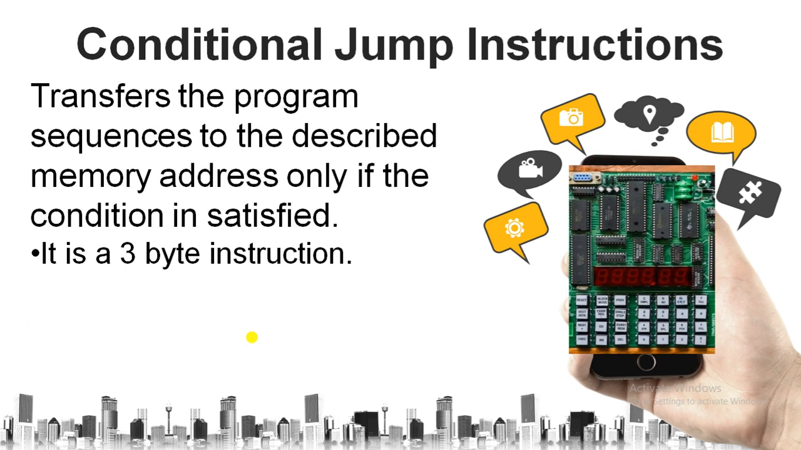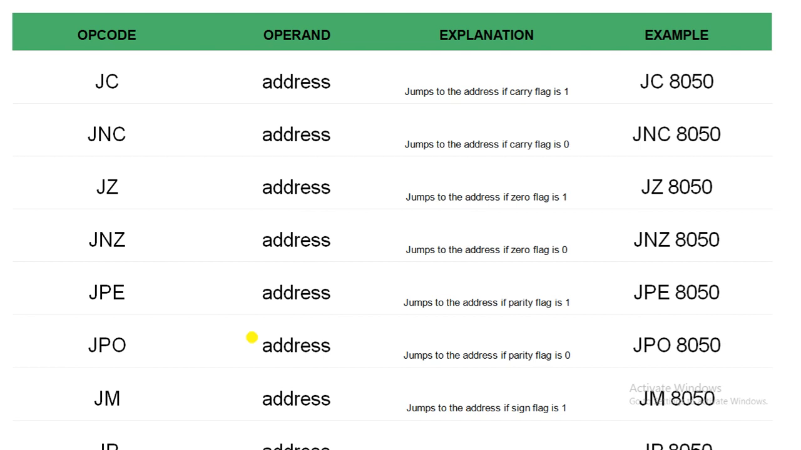Then comes the conditional jump instruction, where it transfers the program sequence to the desired memory address only if the condition is satisfied. Let us see what the different conditions are. First of all, it is a 3 byte instruction. Here are the different conditions. The first condition is JC, that is jump on carry. It jumps to the address, here in the example 8050, if the carry flag is 1.